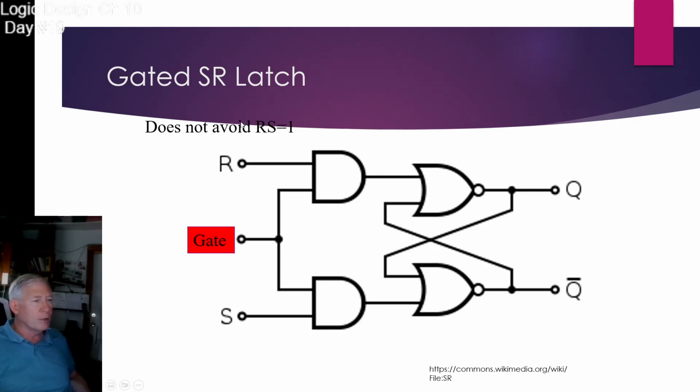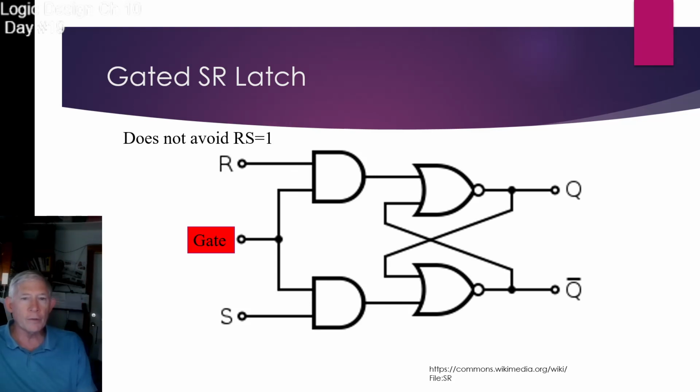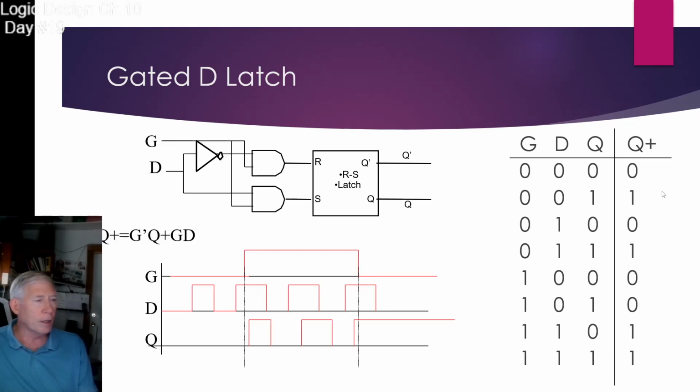And you can see this has some advantages. You can see that this does not avoid R and S both being 1, though, because it doesn't fix that. We call this a gated SR latch, but we still have to make sure R and S are not both 1. Now, we have another thing we can call a D-gated latch. Now, notice here we actually have the inverter on the D input going into the input here through this AND gate, and then over here it does not get inverted.